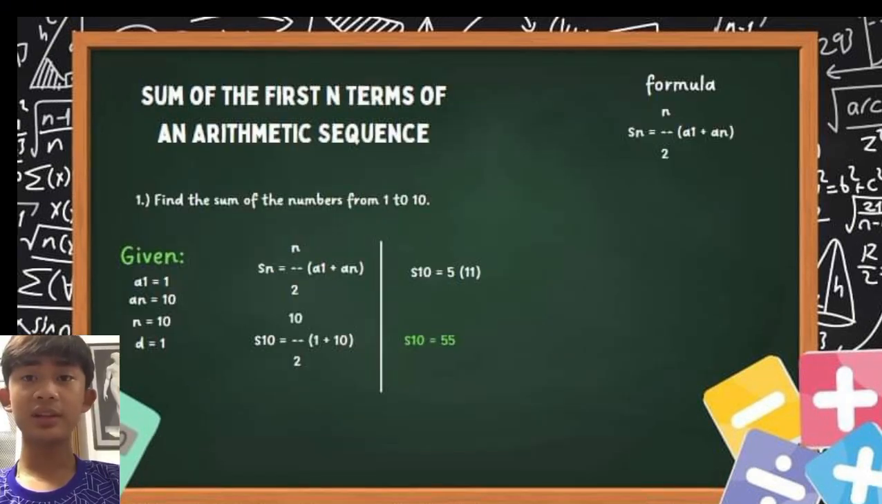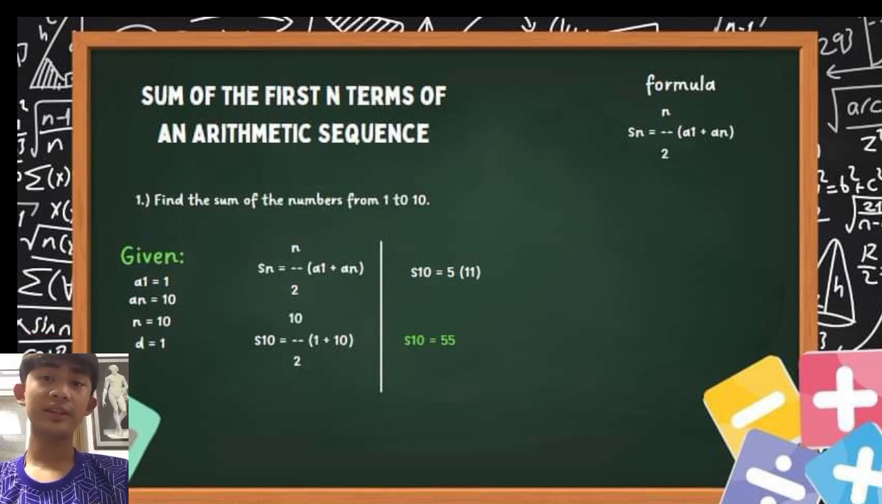So our first example here is find the sum of the numbers from 1 to 10. For us to determine our given, first we have to look for a sub 1, a sub n, the number of terms, and our common difference. After we got our given, now we are going to solve for the sum of the numbers from 1 to 10. The formula we are going to use is S sub n is n over 2 times a sub 1 plus a sub n. We are going to use this formula because our a sub n is given.